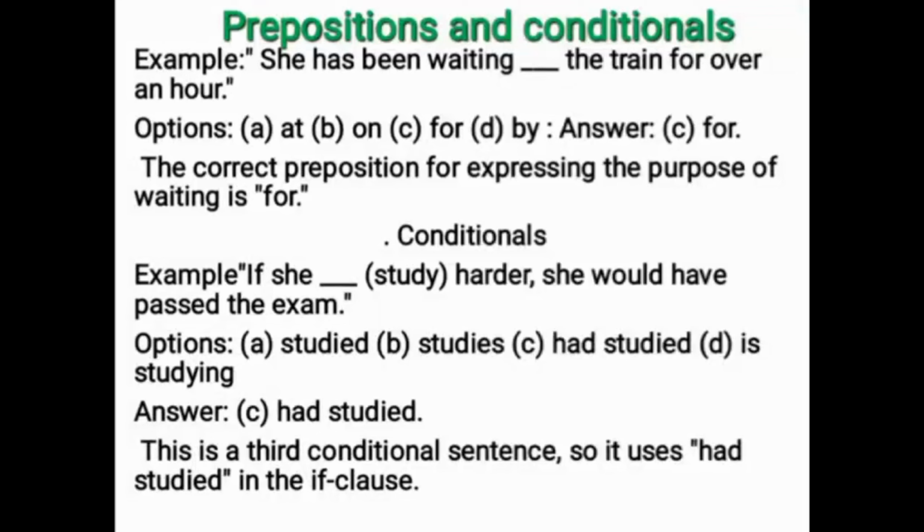If she had studied, that is past tense. It has passed. She failed the exam because she did not study hard. So he is saying, if she had studied harder, she would have passed the exam. This is the third conditional sentence. So it uses had studied in the if clause.